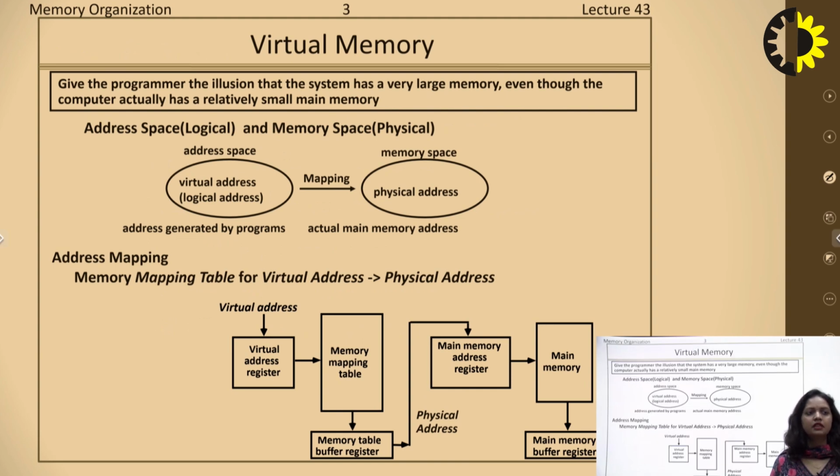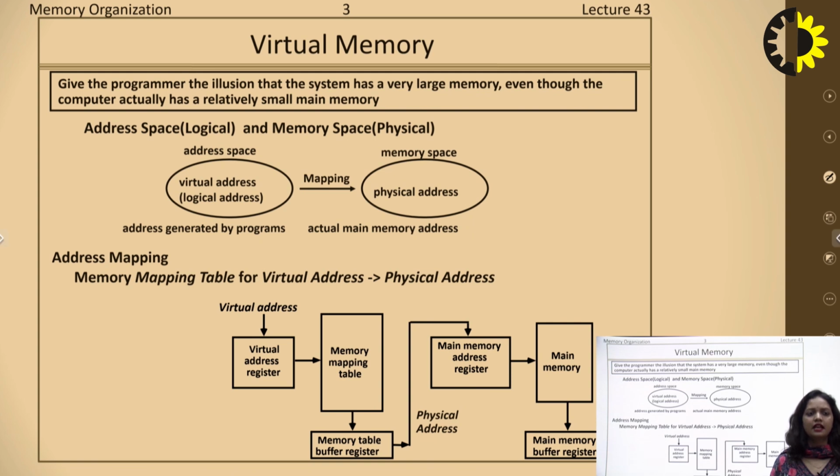Virtual memory is a technique that gives an illusion to a programmer that the system has a very large memory, even though the computer actually has a relatively very small main memory. That is, we are talking about the RAM, random access memory. So we have two addresses: one is the virtual address, and one is the physical address.